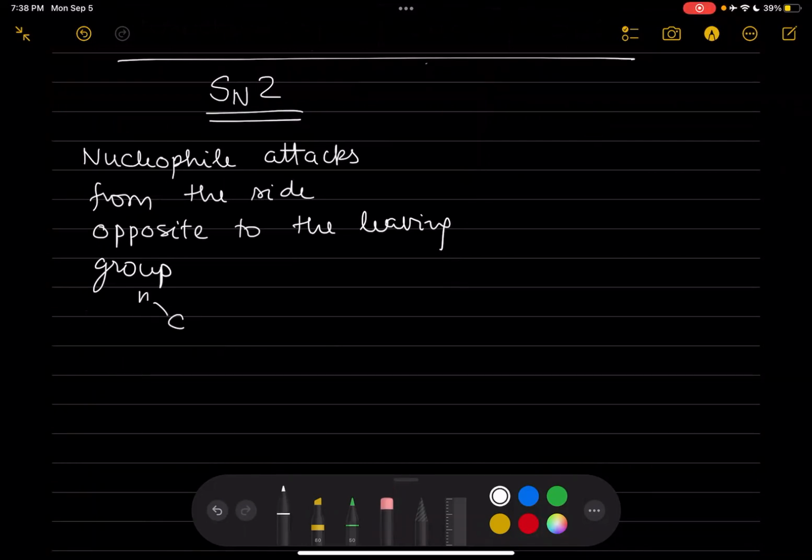Because suppose Br is there, the nucleophile is also coming and joining at the same point of time. If the Br is leaving, the nucleophile is coming. The nucleophile has come from the side opposite to the leaving group, right? So what happens to these three bonds? They're like this, the nucleophile is coming, and when the nucleophile gets attached, they go to the other side.